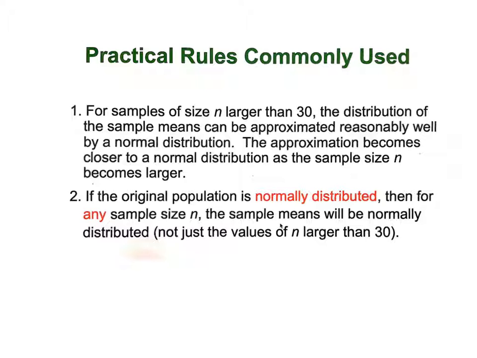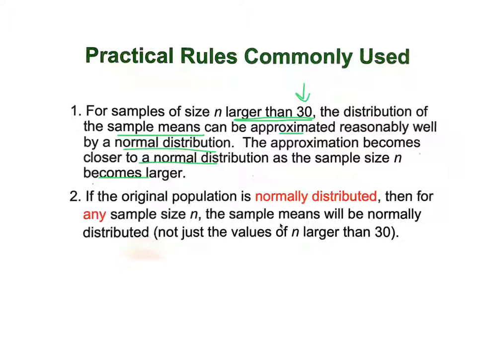All right, practical rules commonly used. Number 1, for sample sizes n larger than 30, okay, that's going to be our big number right there. If the sample size is larger than 30, the distribution of the sample means, of x bars, can be approximated reasonably well by normal. So anything bigger than 30, we're going normal distribution on it for x bars, for sample means. The approximation becomes closer to normal the bigger n becomes. So 30 is going to be our cutoff right there. So if we see a sample size bigger than 30, we're going normal. We're going to assume it's normal.